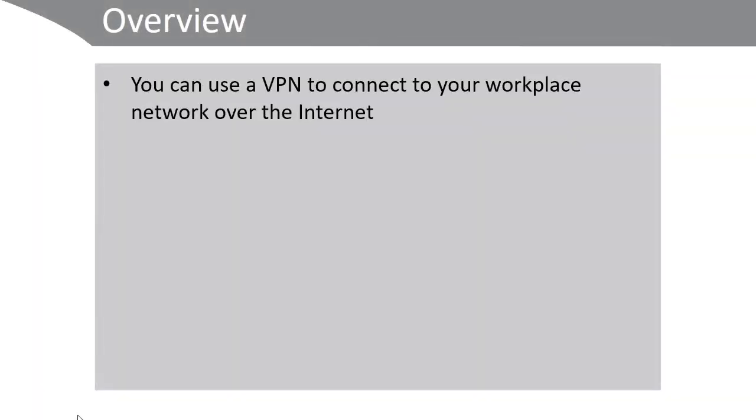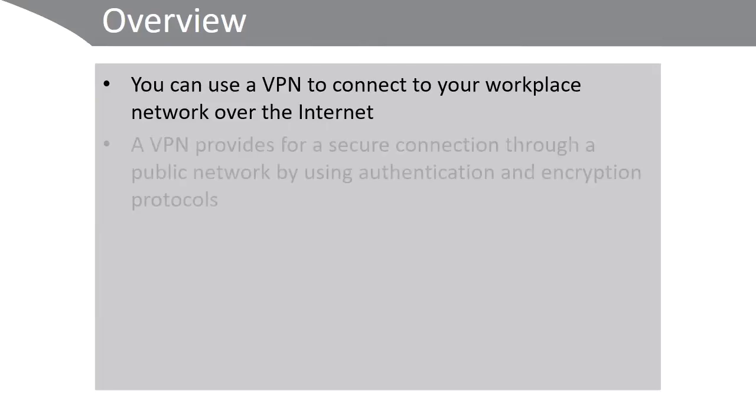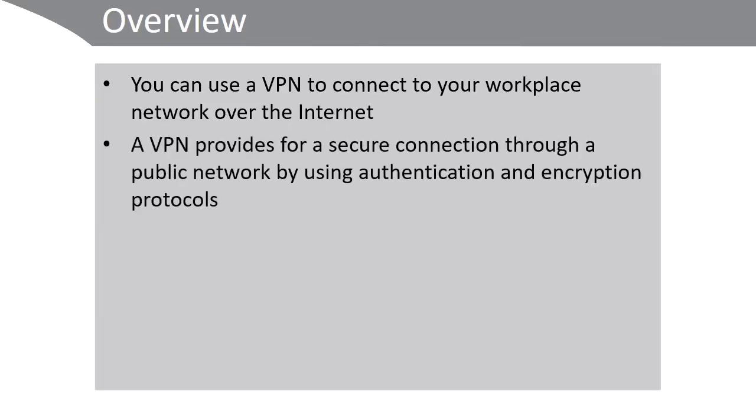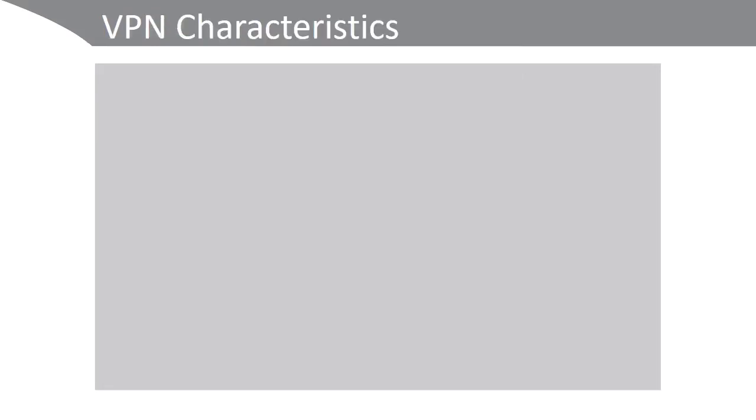You can use a VPN or virtual private network to connect to your workplace over the internet. A VPN provides for a secure connection through a public network by using authentication and encryption protocols. A VPN is characterized by the authentication protocol that it uses, by the encryption that you use, by the way it encapsulates the information to transport it across the public network.